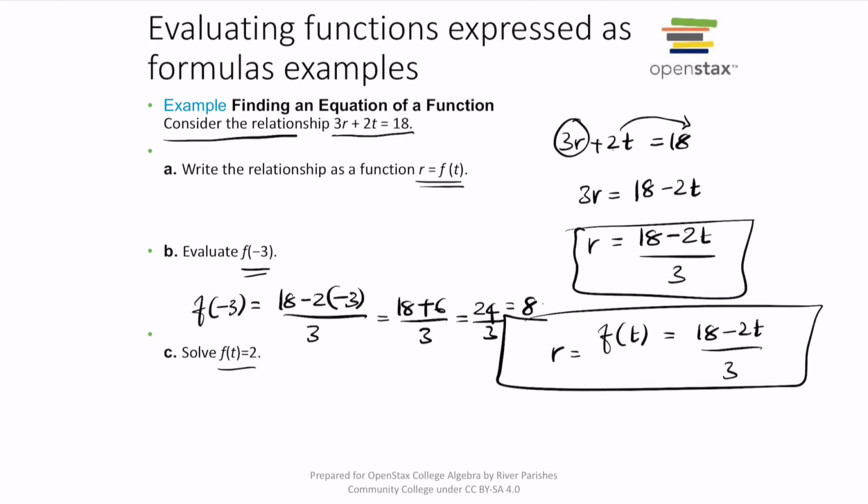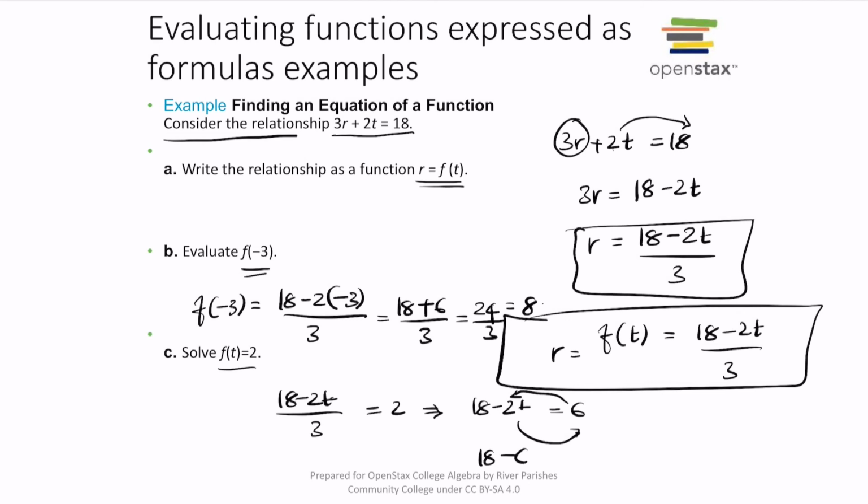Now let's try the second one. They have given f of t equal to 2. So f of t equals 18 minus 2t by 3 equals 2. Now we can remove f of t from this equation. Now try to find the value of t here. 18 minus 2t equals 6. So push 2t to the other side, push 6 to this side.